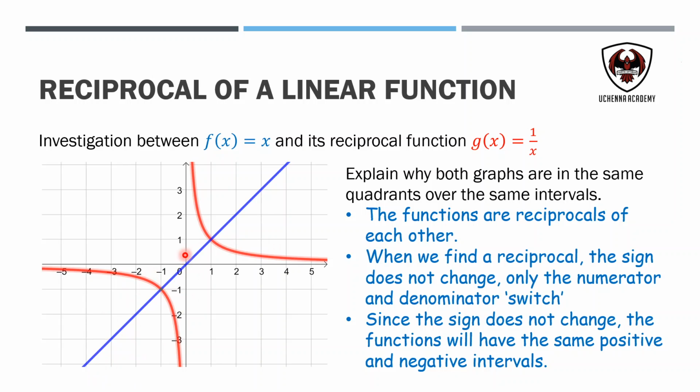And then same goes for when the blue function or the linear function is negative. When we reciprocate the function and make it 1 over x, we don't make it all of a sudden positive. It stays negative.